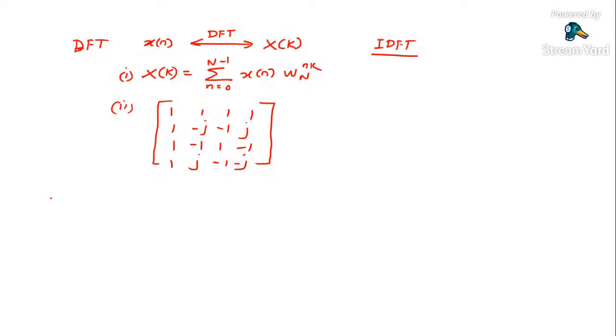Now in case of FFT, fast Fourier transform, we are finding the DFT only through the FFT, but through a method which is faster than the DFT methods. This is the faster method for calculation of DFT, hence it is called fast Fourier transform.